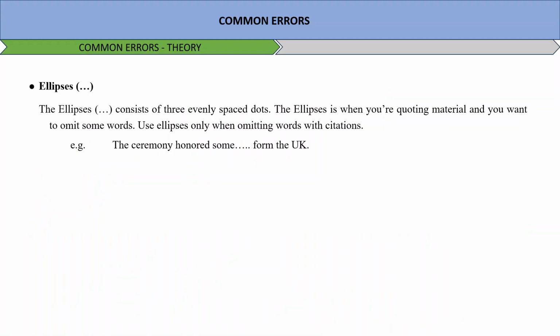Ellipsis. What are ellipses? Ellipses consist of three evenly spaced dots. The ellipsis is used when you're quoting material and you want to omit some words. Use an ellipsis only when omitting words within citations. For example, the ceremony honored some ... from the UK. Some ... from the UK. This will be from the UK.